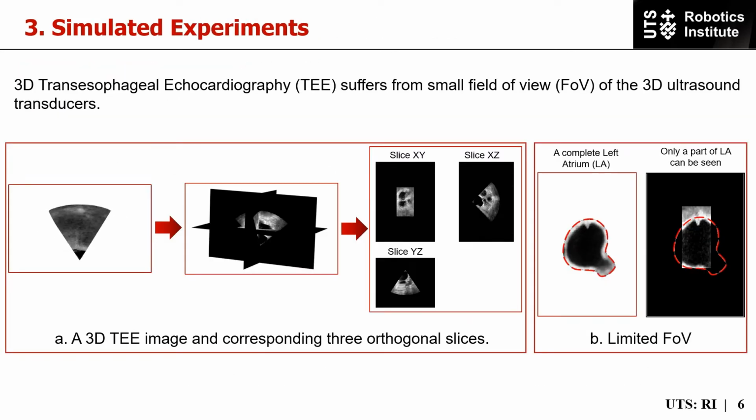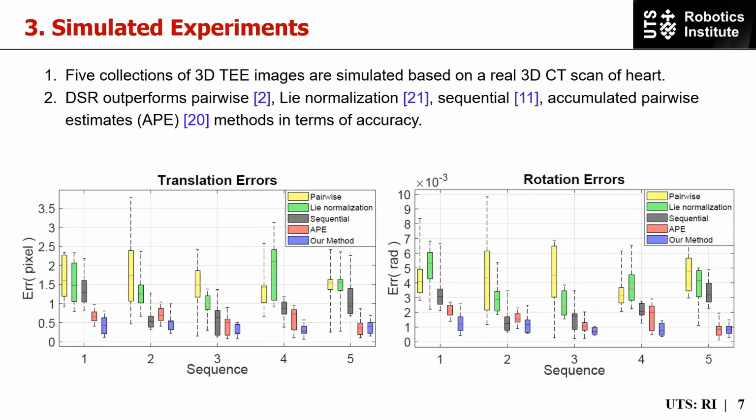Registration of a collection of 3D images is especially valuable to overcome the drawback of small field of view of 3D transducers. Thus, 3D images are used as examples to validate the proposed DSR algorithm in our paper. In the simulated experiments, 5 collections of 3D images are simulated based on a real 3D CT scan of heart. It is evident that DSR improved the accuracy of registration by more than 50% compared to the other 4 methods for most cases. In these 5 methods, pairwise, Lie normalization, and sequential methods are deduced from pairwise registration methods, while APE and DSR are simultaneous registration methods.